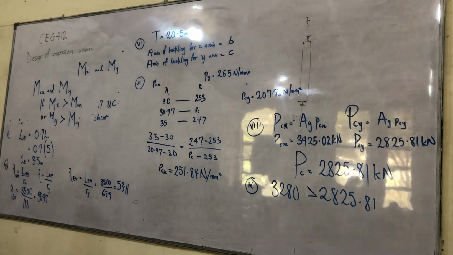Step 6. Calculate slenderness ratios. Lambda EX is equal to LEX over RX, and lambda EY is equal to LEY over RY. You have it before. Check your former steps.